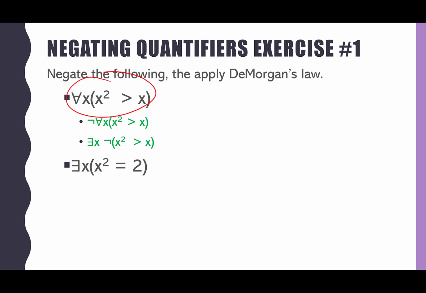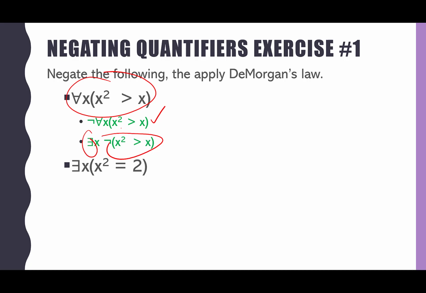The next line, the first green one on the screen there, we're saying it is not the case that everything in the domain when squared will be greater than x. In other words, there exists some x in the domain such that when you square it, it will not be greater than x. That's what happened when we applied De Morgan's law. All of those are the same thing.